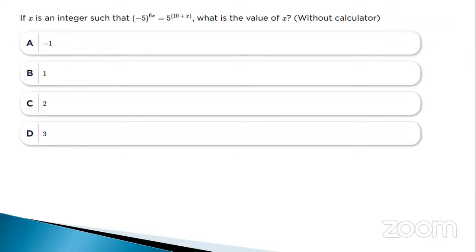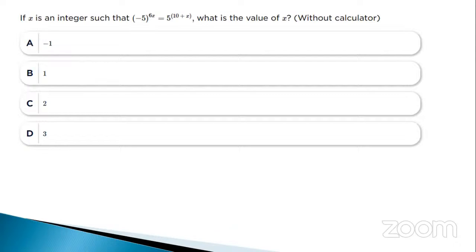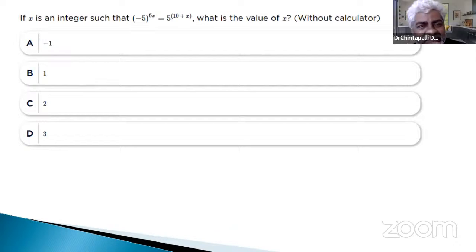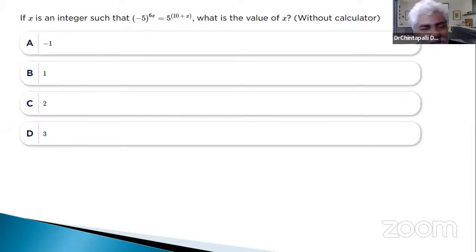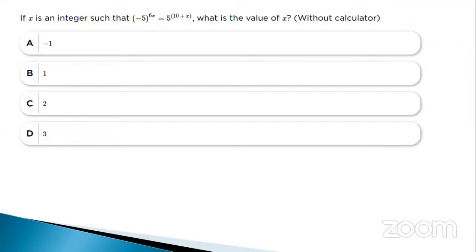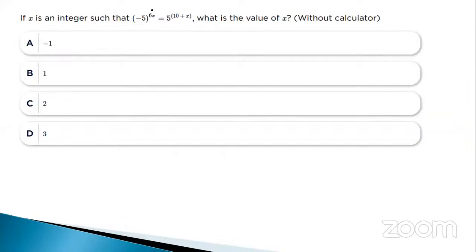Is the answer option C, 2, sir? Are you sure? I don't know, sir. Yes, you are right. But let me know how to do it. You know how we have negative 5 whole to the power 6x? A negative value to the power of an even number is positive.